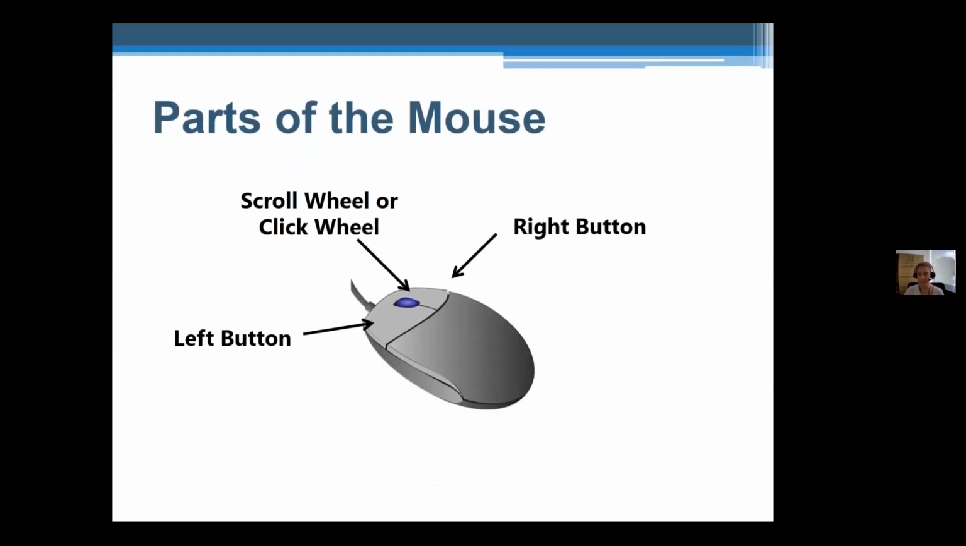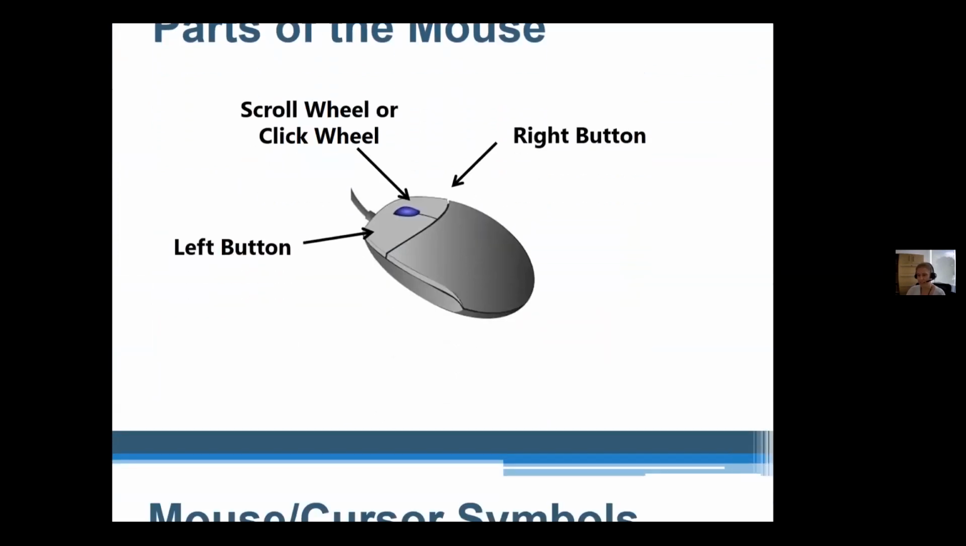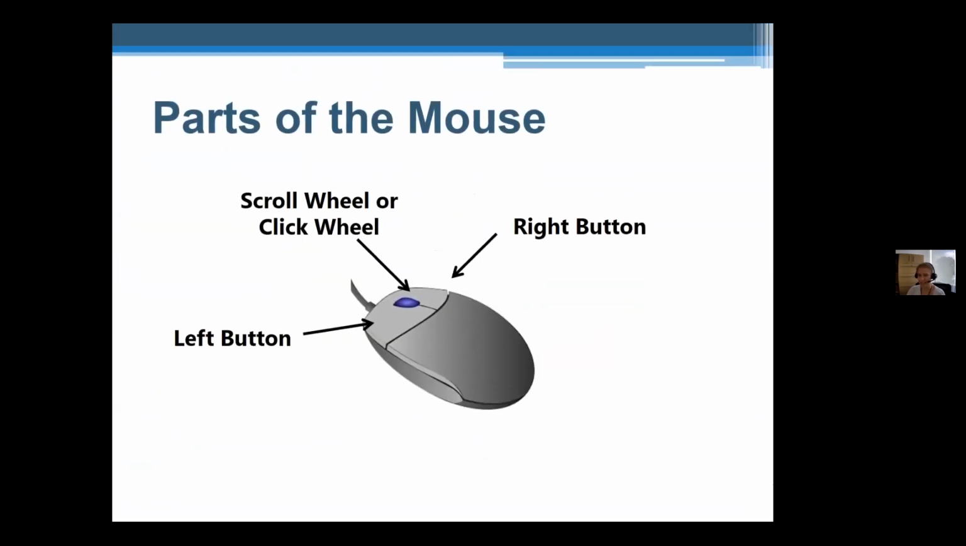But before I do that, I want to show you the parts of the mouse. Generally the parts of the mouse are pretty simple. You have a left button, a right button, and a scroll wheel or click wheel. It's kind of funny to call it a click wheel because it doesn't actually make a clicking sound, but if you have one that does, you can click on it, and that's how it became called the click wheel. What we mean by click is basically just pressing down. So pressing on the left button, pressing on the right button, or pressing on the wheel in the middle.